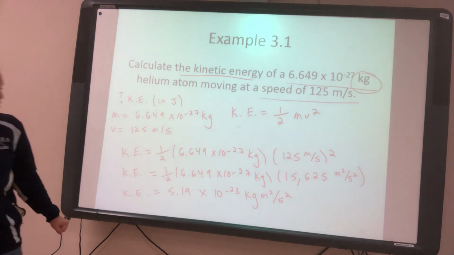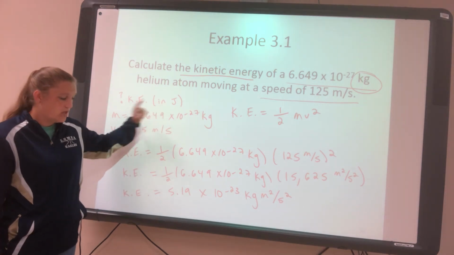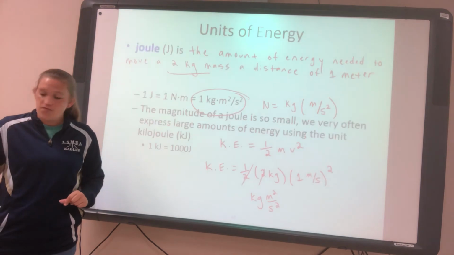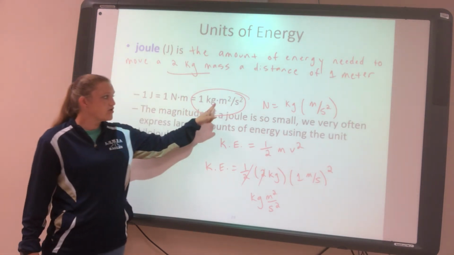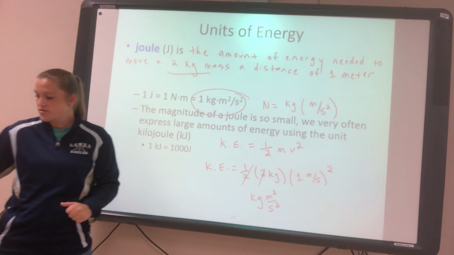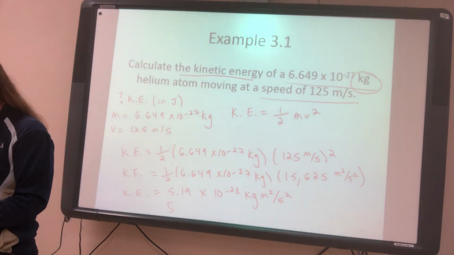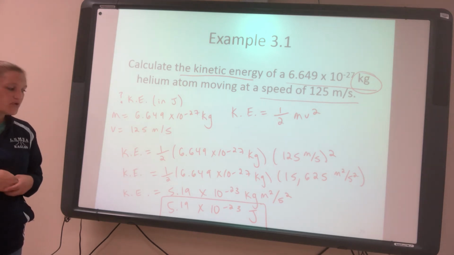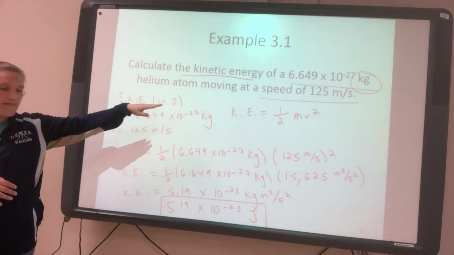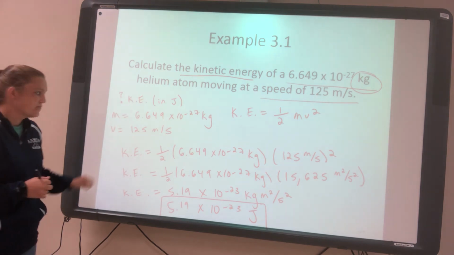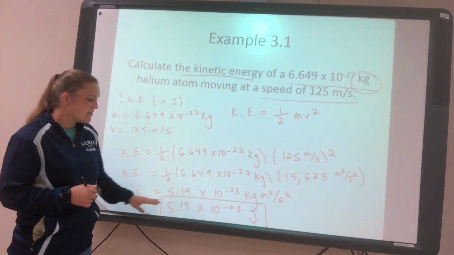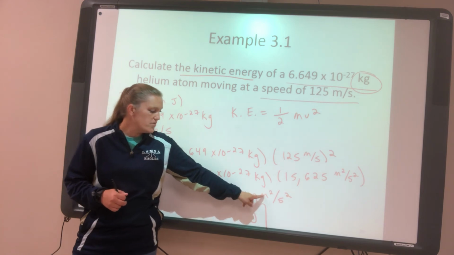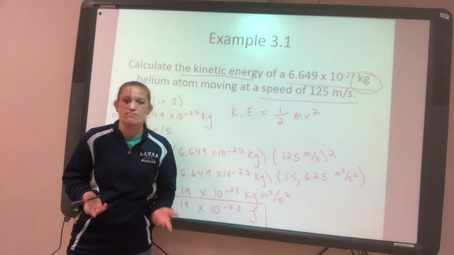But then we say, okay, well, I wanted it in joules. So that's when we have to go back and remember that a joule is a kilogram meter squared per second squared. So this is the same thing as saying 5.19 times 10 to the negative 23 joules. Okay? So with these problems, pretty much all you have to do is know the equation and then just plug everything into the equation. And then at the end, you have to know that a kilogram meter squared per second squared is the same thing as a joule. Okay?